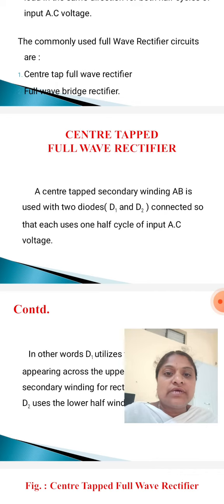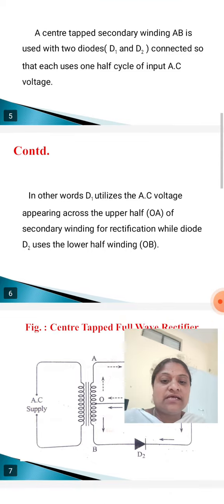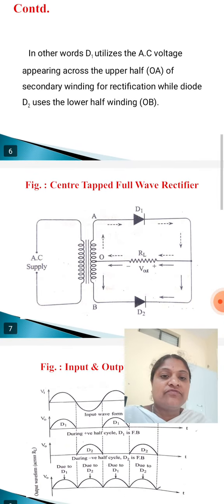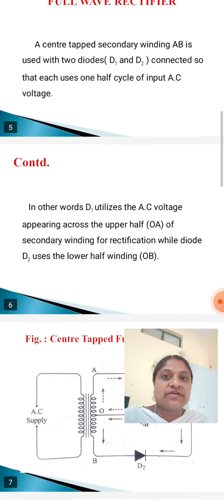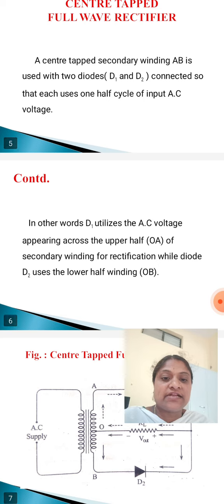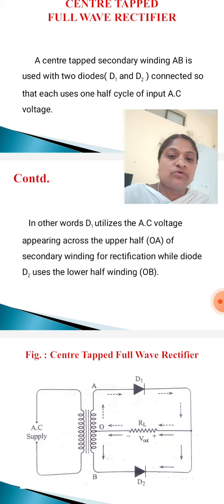A center tapped secondary winding AB. This is the circuit of the center tapped full wave rectifier. First of all, we apply the AC input voltage. An AC supply of 250 volts, 50 Hz is applied to the primary winding of the transformer. This center tapped full wave rectifier consists of two diodes, one load resistor, and one transformer.